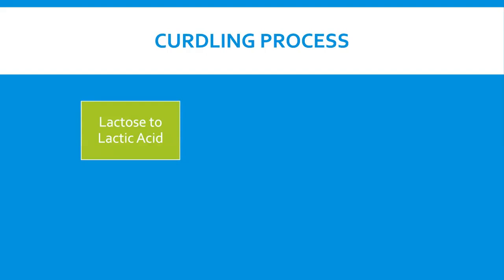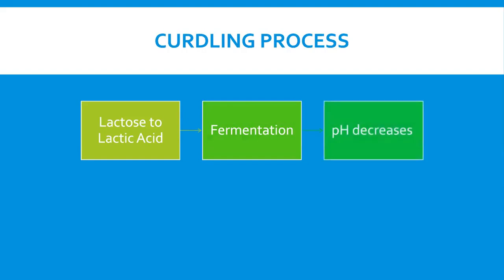So what happens in that? Milk contains lactose. What is lactose? Lactose is the milk sugar. Like we have glucose, that way lactose is the milk sugar. This lactose gets converted to lactic acid. Now why does it get converted? Because of fermentation. So what happens when I add those two, three drops of curd into the milk?